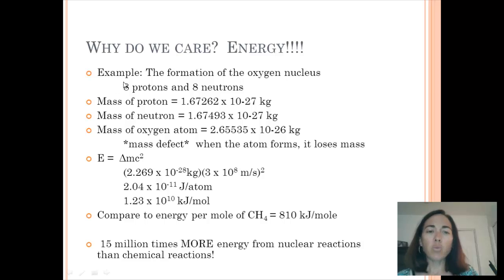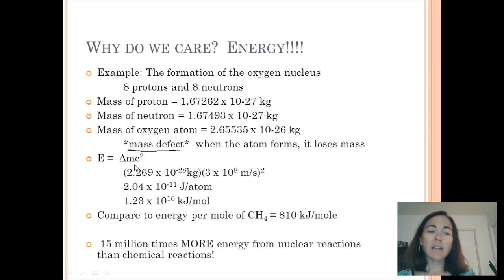When an element forms, this is oxygen for example, you know every oxygen has 8 protons and 8 neutrons. I know the mass of 1 proton and I know the mass of 1 neutron. So what I did here is I calculated the mass of an oxygen atom. What happens though is when an atom forms, there's something called mass defect that happens. In other words, the actual mass of an oxygen atom is not exactly the same as we predict by adding together protons and neutrons. A little bit of mass is always lost.